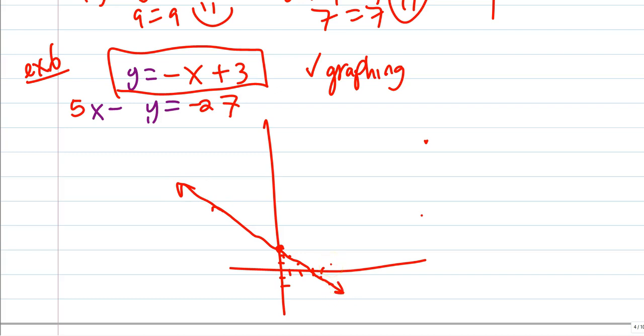5x minus y equals 27. Okay, we're going to solve that over here. We're going to move the x.